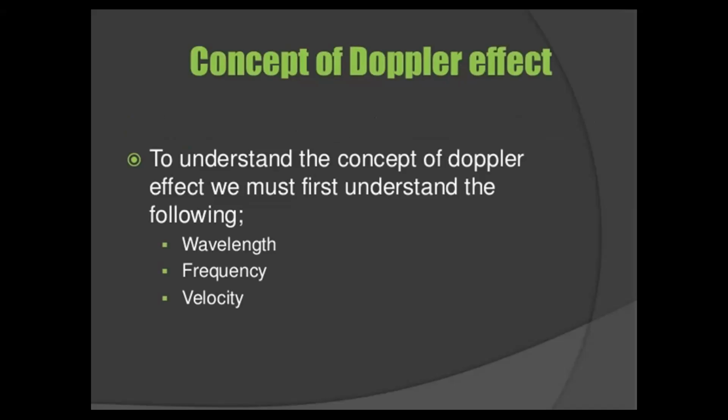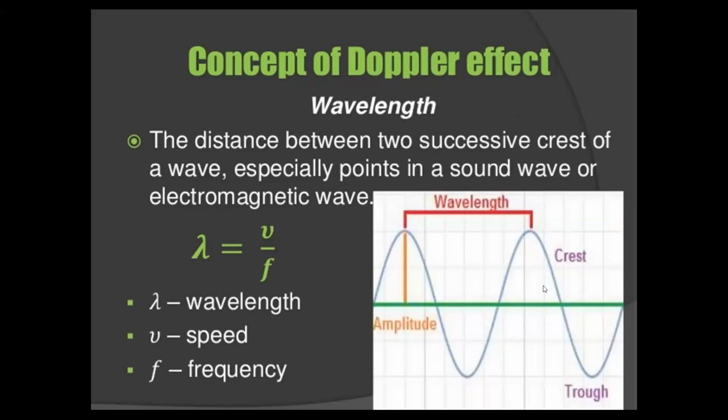Before going to the concept of Doppler effect, we have to first of all understand wavelength, frequency, and velocity. What do you mean by wavelength? Wavelength is the distance between two successive crests of a wave, especially the points in a sound wave or an electromagnetic wave. And the formula for calculating lambda, that is wavelength, is equal to v by f, that is speed by frequency.